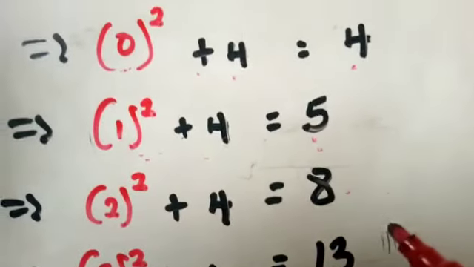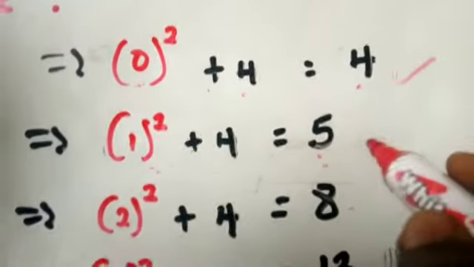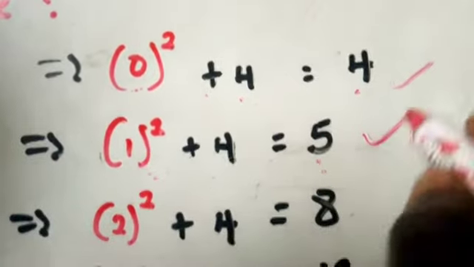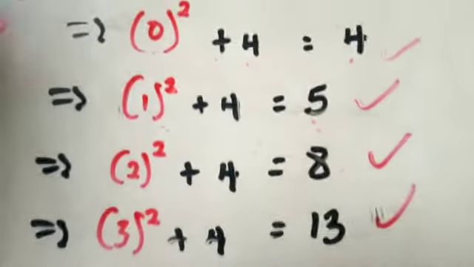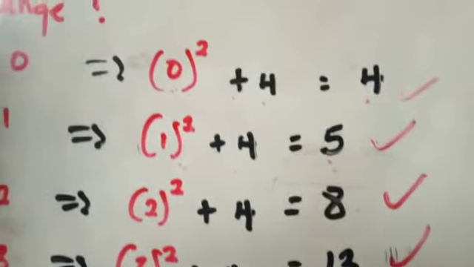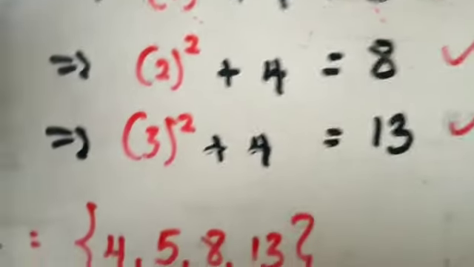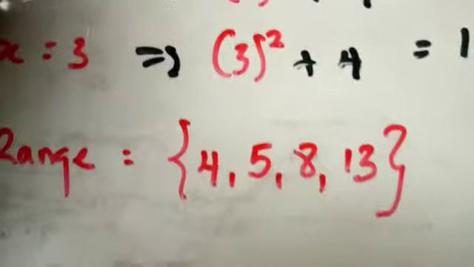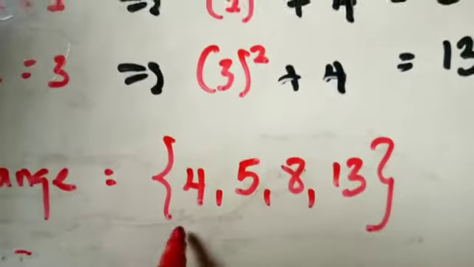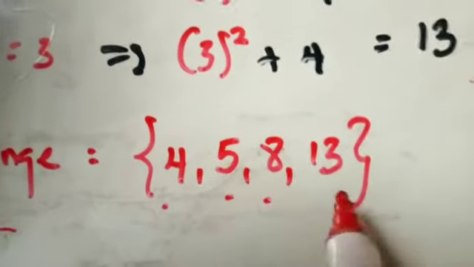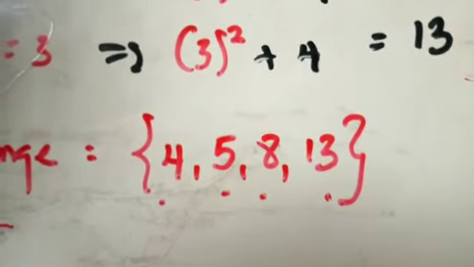As I said earlier on, the range is the printed images. So what are the printed images here? You have 4, 5, 8, and 13. All of them together give the range. So look at what I have done here. The range here is 4, 5, 8, and 13. That is just the definition of the range.